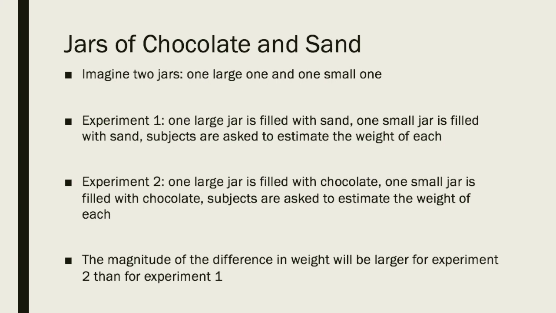Guess what we would find from carrying out these experiments? The magnitude of the difference in weight would be larger for the second experiment than the first. Why, you might ask? Because chocolate is much more relevant to us than sand. Because chocolate is more relevant, we overestimate the magnitude of the differences. Let me give you another variation of this experiment.